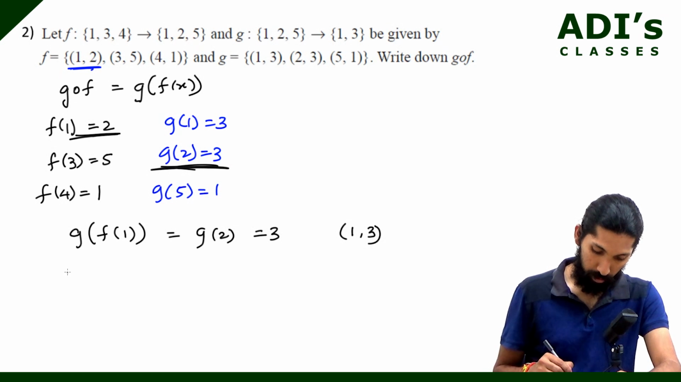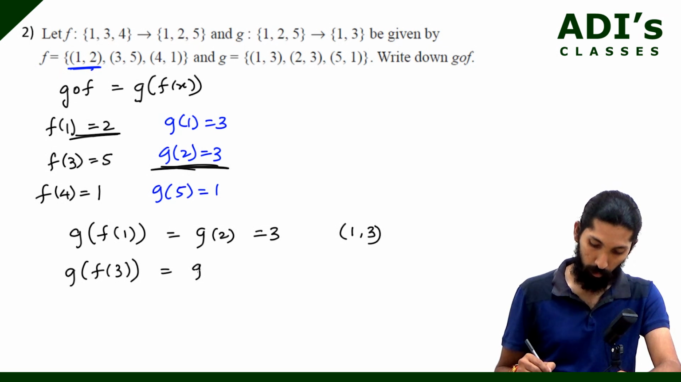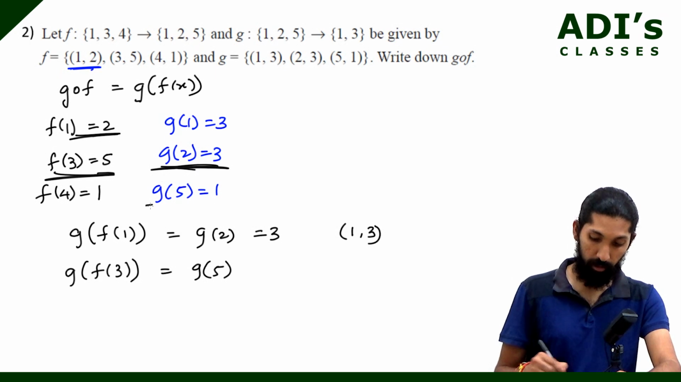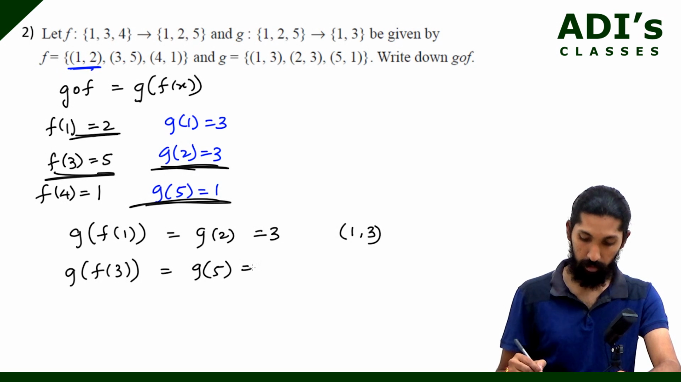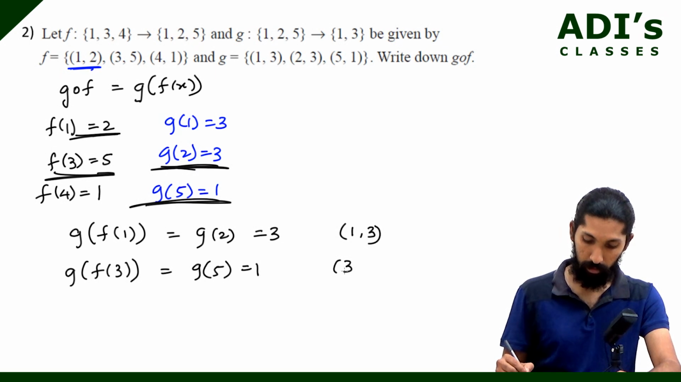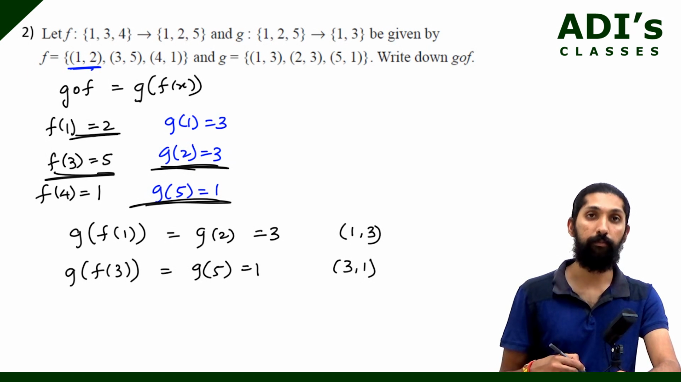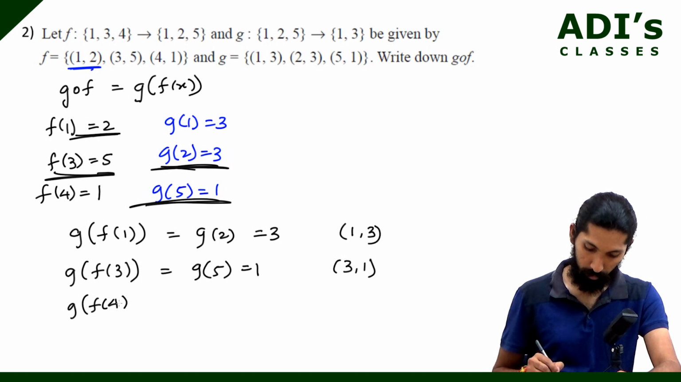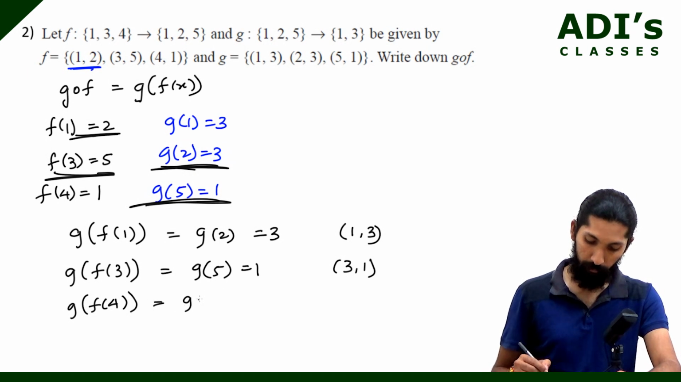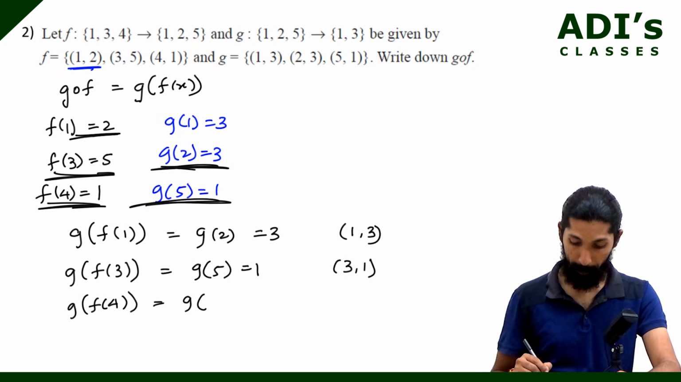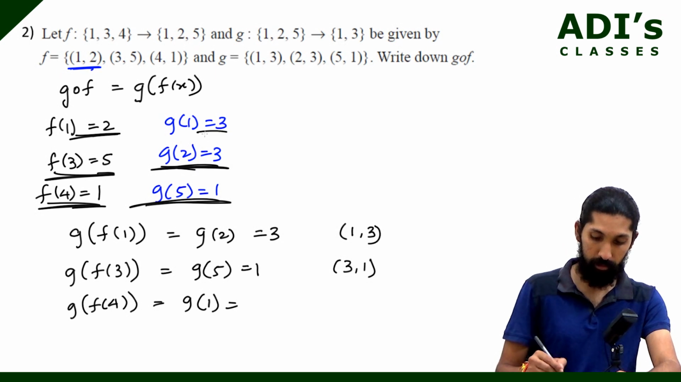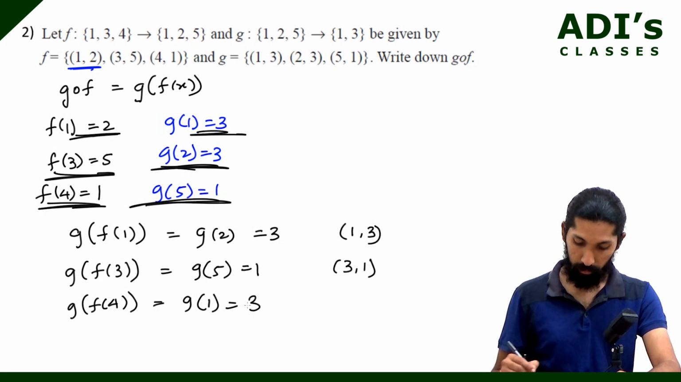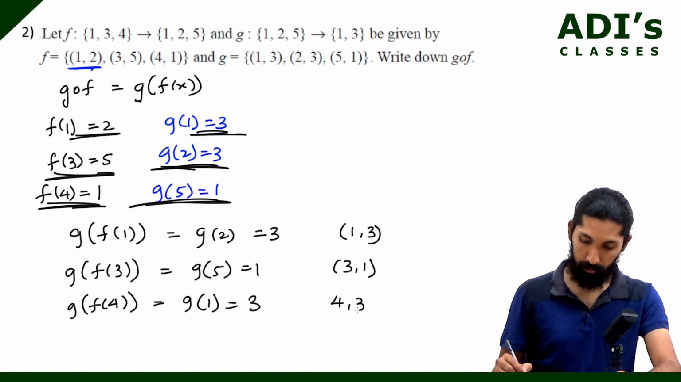Likewise, the next one, g of f of 3. So what is f of 3? 5. So you get g of 5. What is g of 5? 1. So what do we get here? 3 comma 1. Correct? Now the last one, g of f of 4. This will be: f of 4 is 1 and g of 1 is 3. So this will be equal to 3. So this is going to become 4 comma 3.